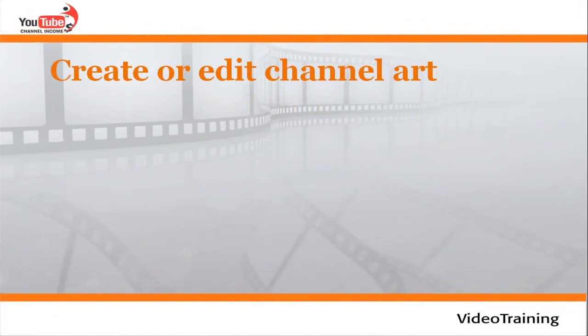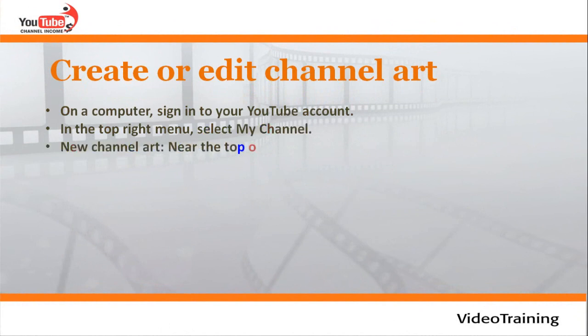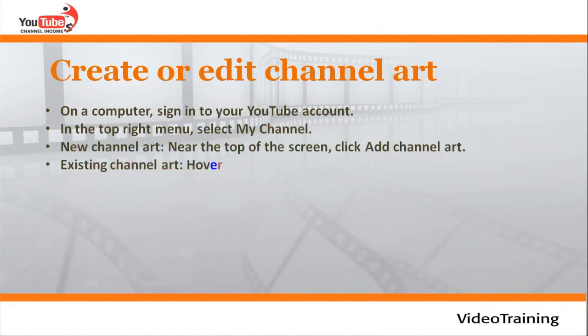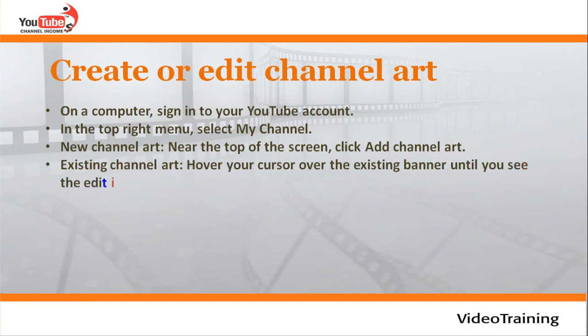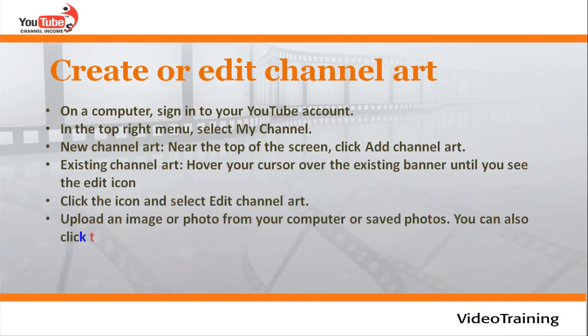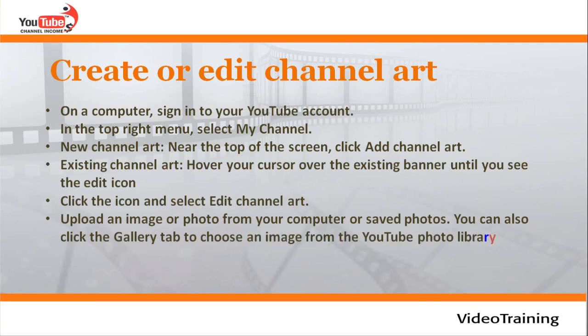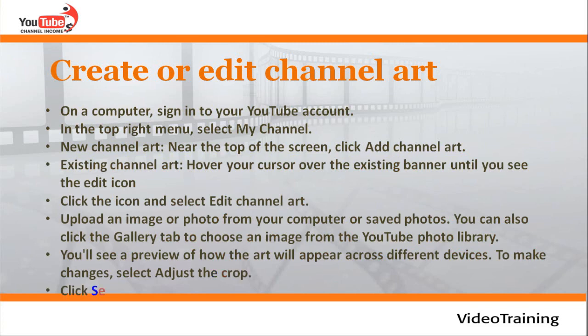Create or edit channel art. On a computer, sign into your YouTube account. In the top right menu, select My Channel. New channel art: near the top of the screen, click Add Channel Art. Existing channel art: hover your cursor over the existing banner until you see the edit icon. Click the icon and select Edit Channel Art. Upload an image or photo from your computer or saved photos.